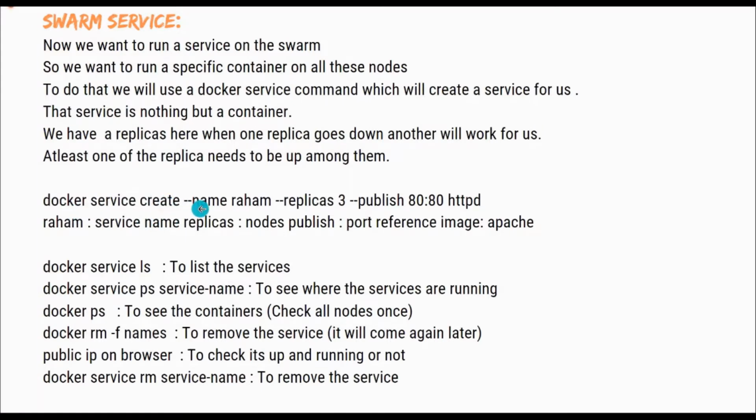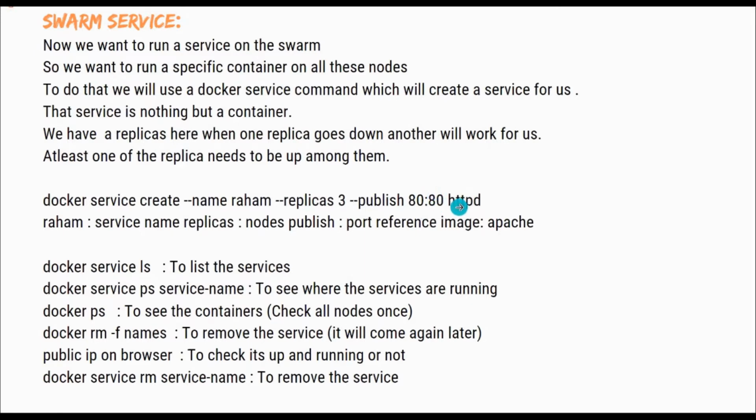docker service create --name, which is the name of the service. Then --replicas. How many replicas do you want? 3 replicas. Okay. --publish. So the port we are using, 8080, means that if I take HTTP or Nginx, that is your port 80 only.